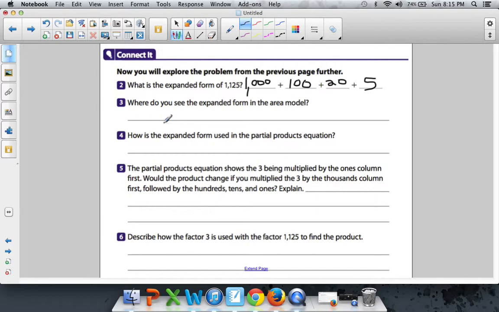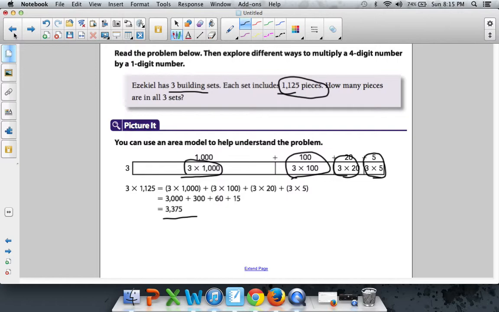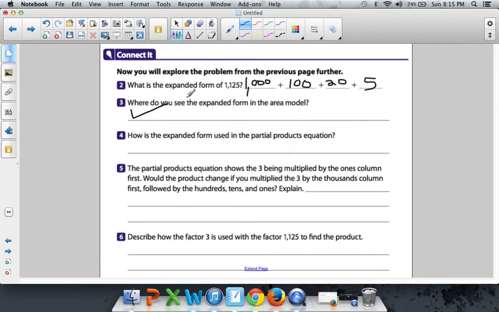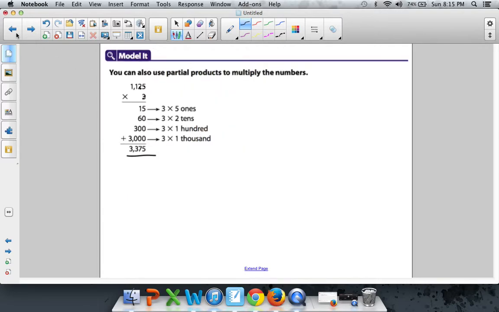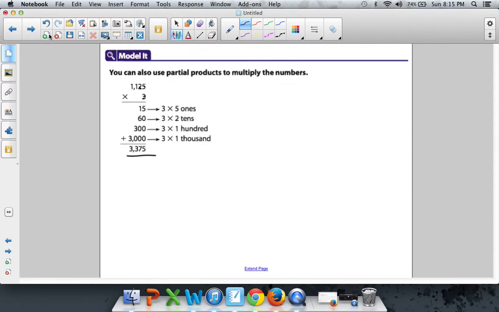Where do you see the expanded form in the area model? We see it right here. We also see it on top of the boxes. So write that. You see it on top of the boxes. How is the expanded form used in the partial products equation? Basically what you do is you multiply each piece times 3, and then you add it all up at the end.